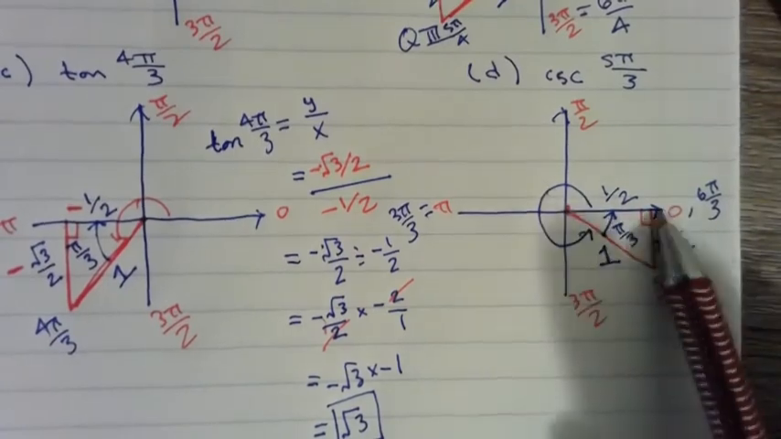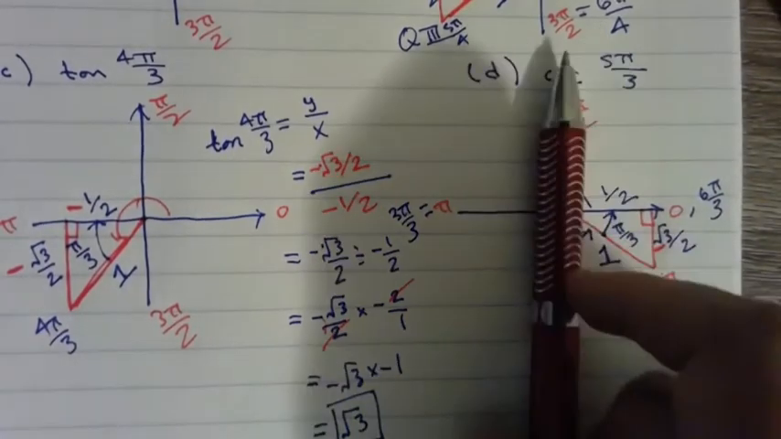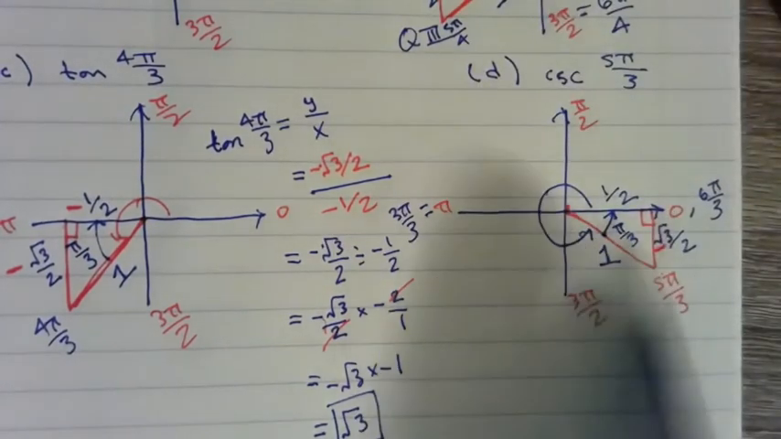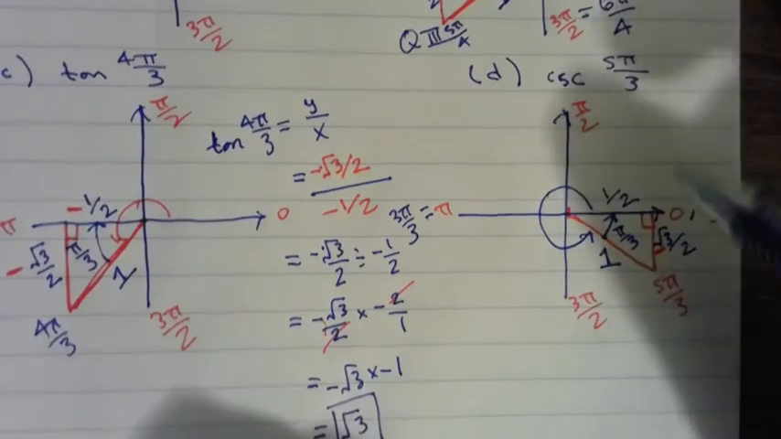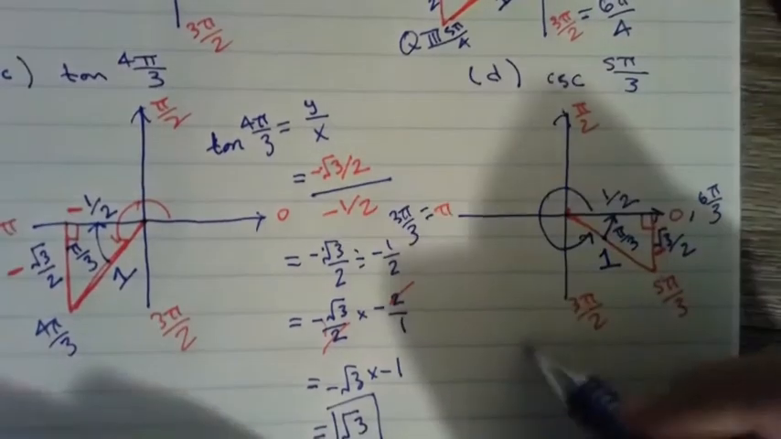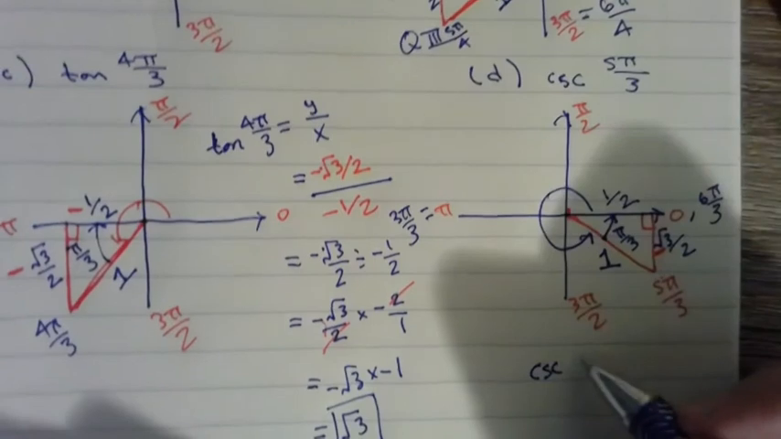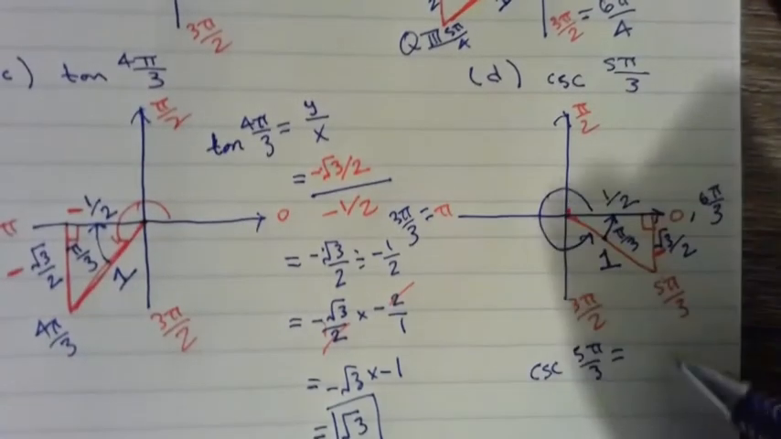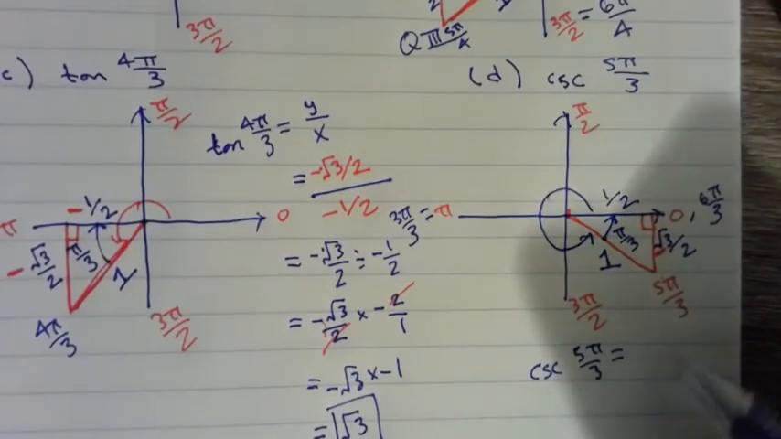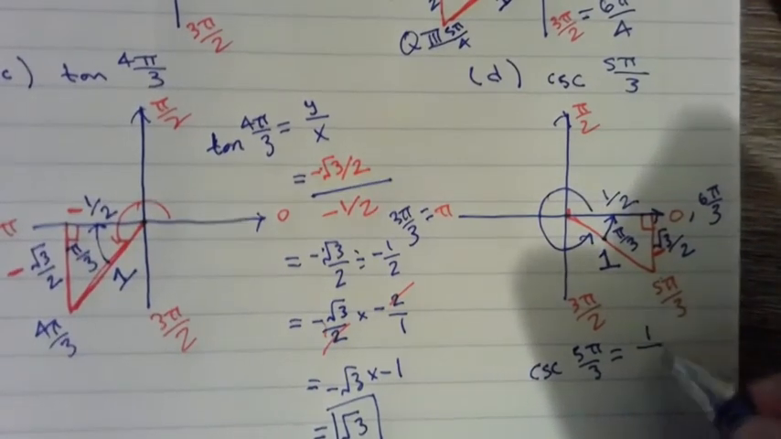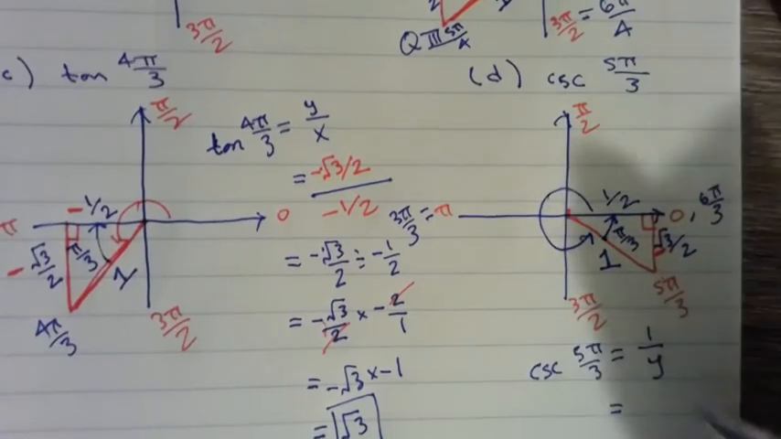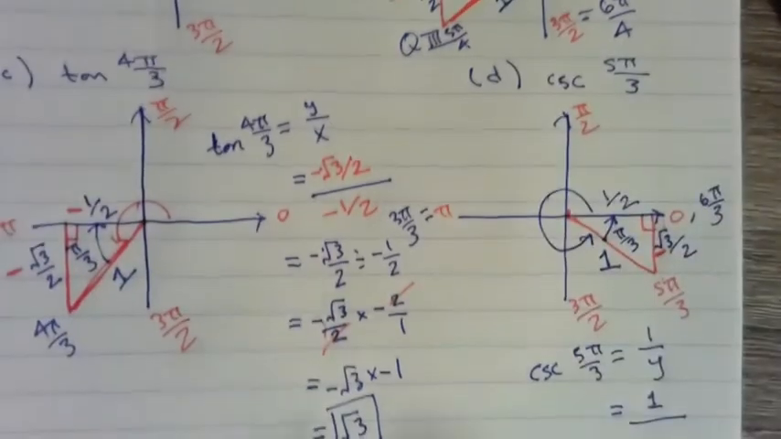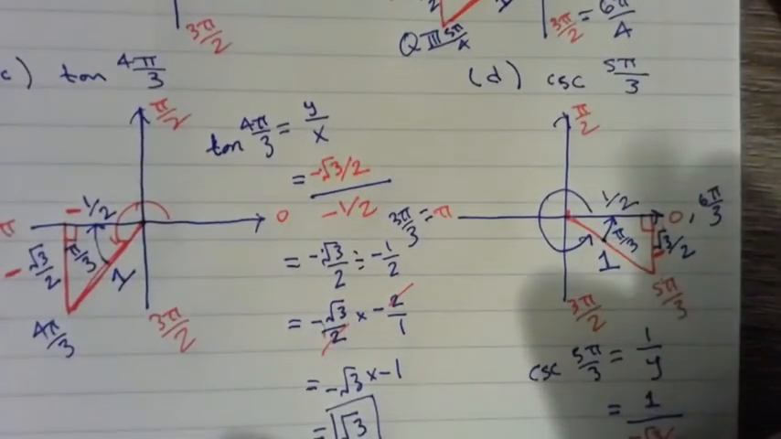What about 1/2? Is this positive or negative? Well, this is on the opposite side of the y-axis, so it should be positive. So this right here is positive. Okay. So now, your cosecant, I'm going to go ahead and write this down right here. Your cosecant of 5 pi over 3 is going to be 1 over y, right? Because it's the opposite of sine. So therefore it's going to be 1 all over, what's your y right here? Your y is this right here. So it's negative square root of 3 over 2.